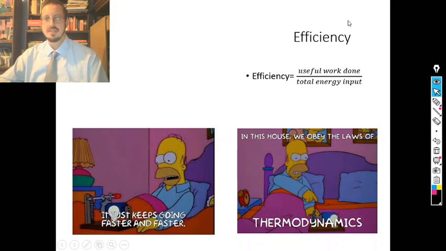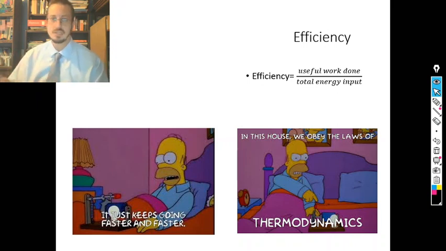The idea of efficiency is also important in physics. Efficiency is either the useful work done divided by the total energy input, or the useful power out divided by the total power in. So we could think about efficiency in terms of either work or power. Power is just the rate at which energy is transferred. So if we think about the useful work being done divided by the total energy that went into it, the efficiency is telling us how good of a job the energy conversion did. Were there any energy losses?